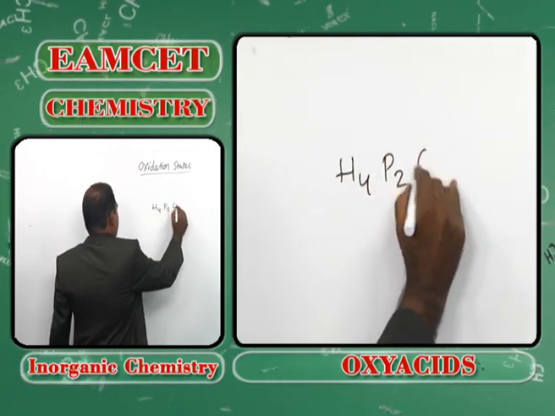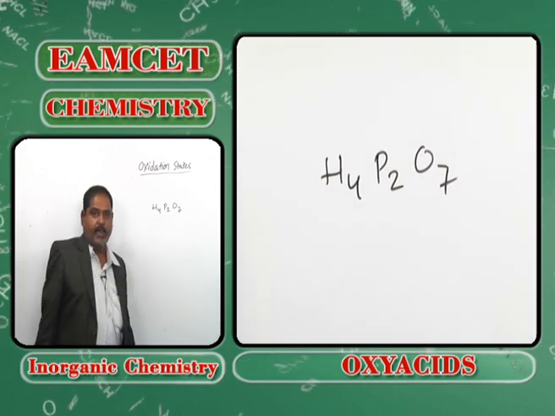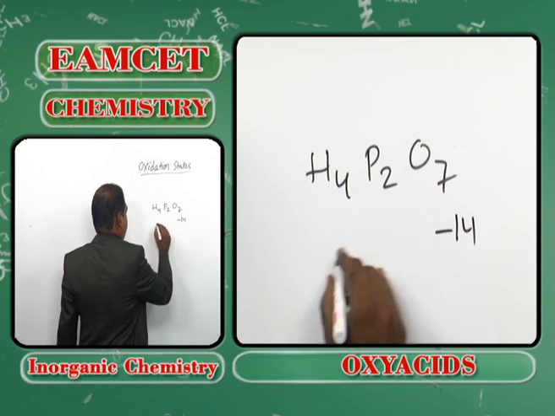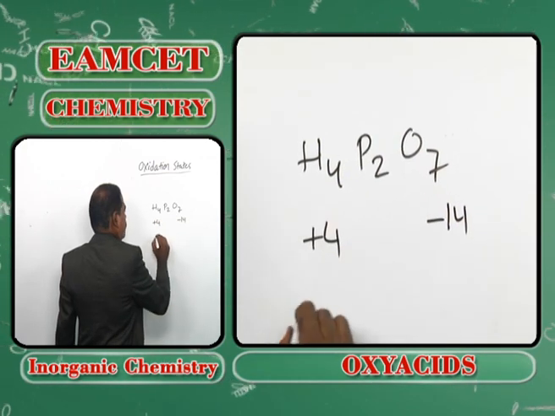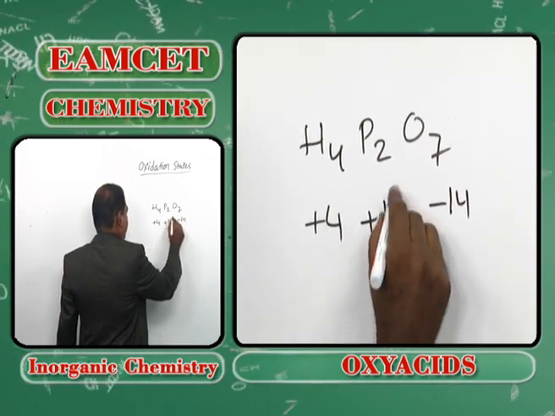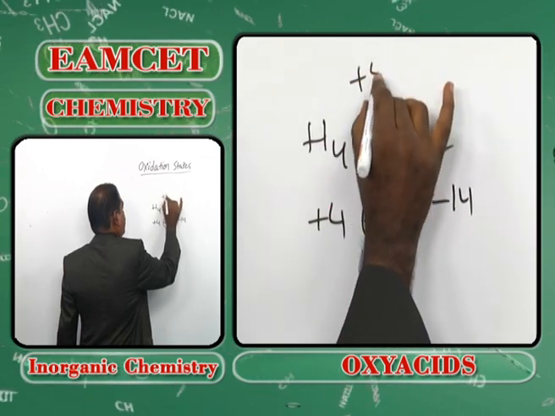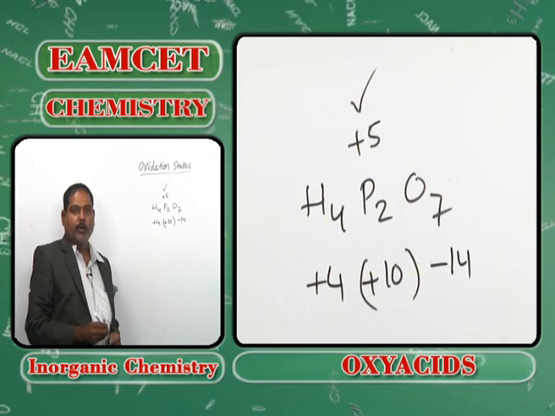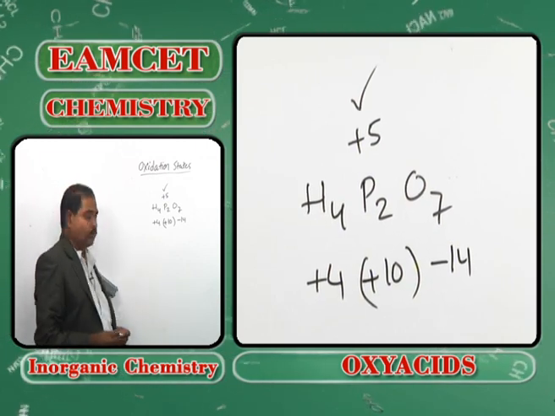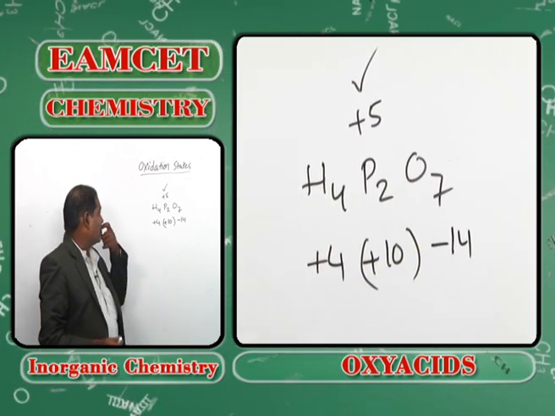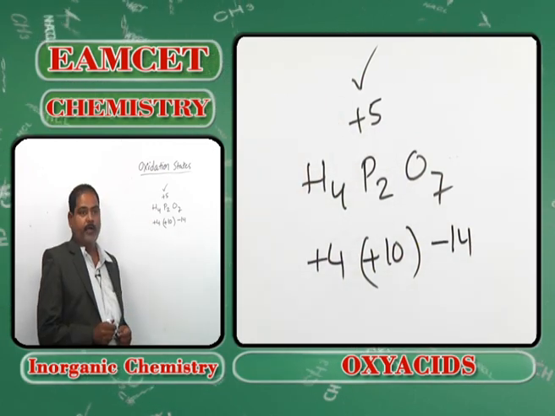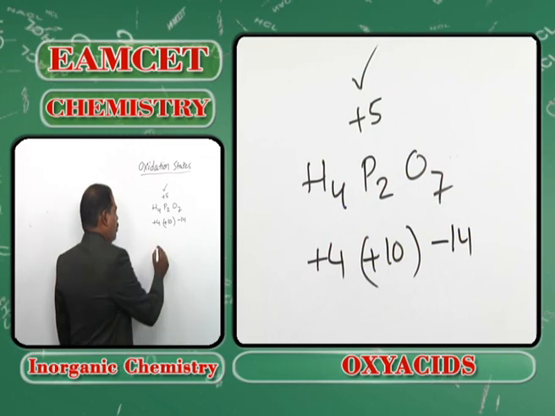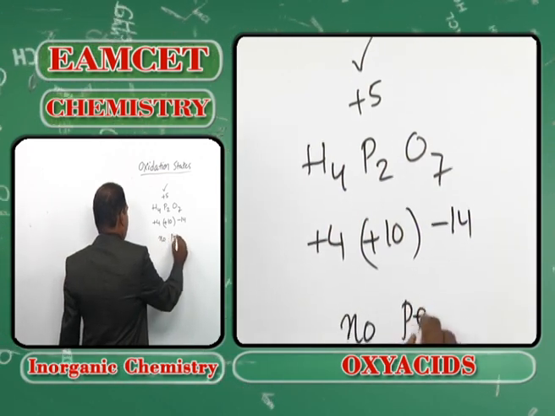H4P2O7, does it contain a peroxy linkage? Let us check. 7 oxygens as usual minus 14. 4 hydrogens plus 4. 2 phosphorus are getting plus 10. Each phosphorus gets plus 5. It is okay with phosphorus, because phosphorus belongs to the 5th group and it can afford plus 5. Therefore plus 10 is possible. Therefore, no peroxy.